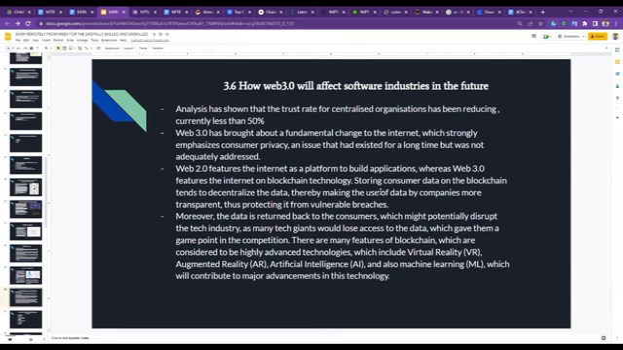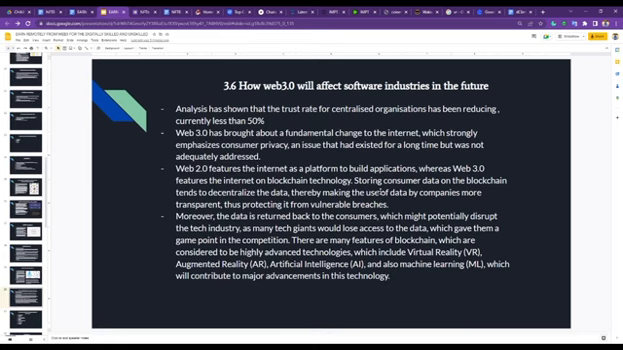So whatever those companies use that data for, whatever AI they use it to build, will now be transparent, assuming it was on blockchain technology, and also protected from vulnerable breaches. Moreover, the data is returned back to the consumer when it is stored on blockchain technology. You will be able to access it, especially if it is a public blockchain, which might potentially disrupt the tech industry. Yes, it has the power. Web 3.0 has the power to disrupt Web 2.0, as many tech giants will lose access to the data which gave them a game point in the competition.